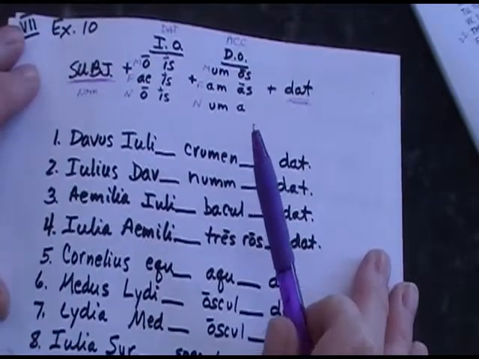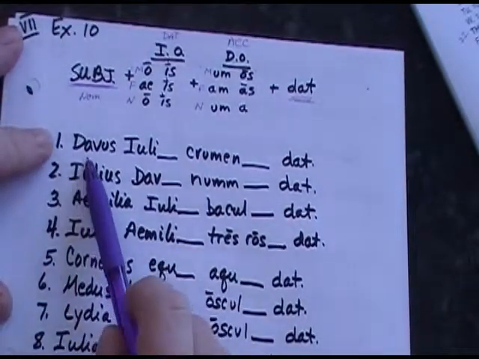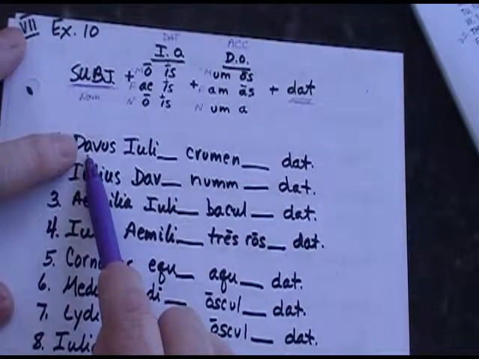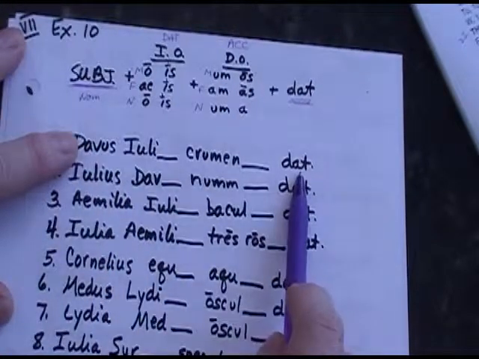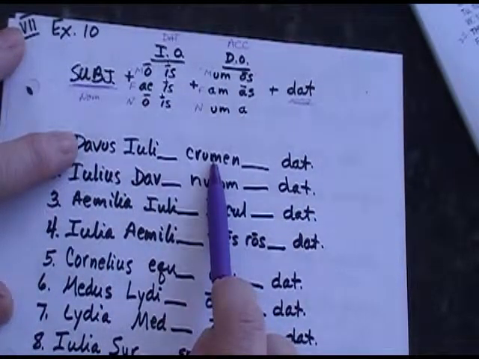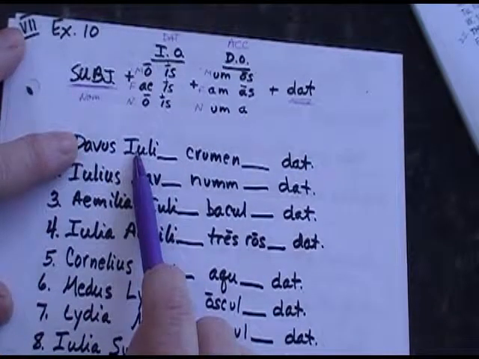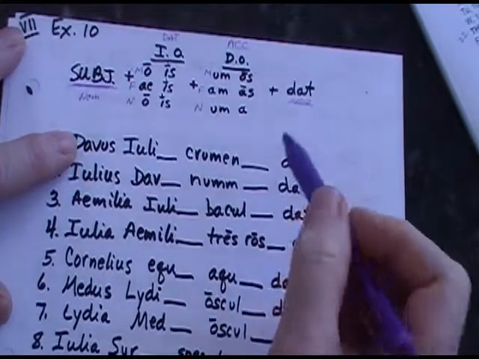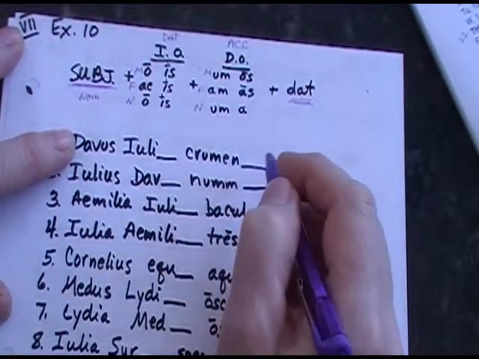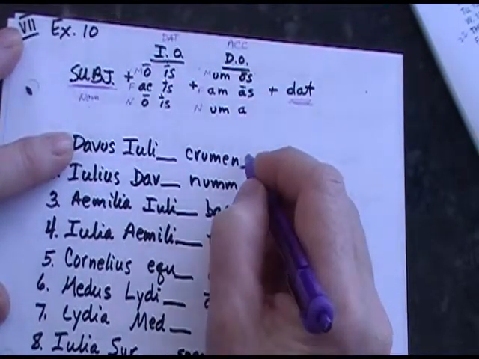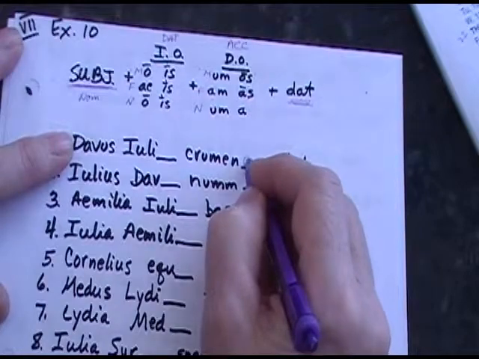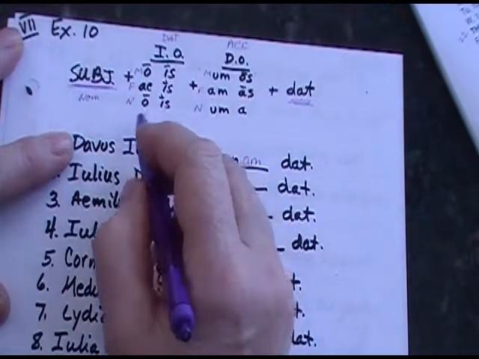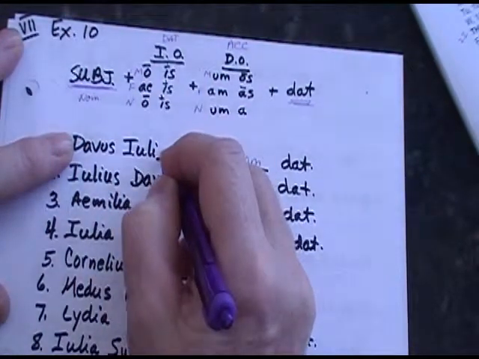So let's see if we can do these. Number 1, Davus Iūliō crumēnam dat. So Davus is in the nominative, so he's doing the giving. He's giving a money bag to Julius. Okay, and crumēna is feminine, right? Crumēna is how you learned it. So this has to be direct object, feminine, only one: crumēnam. Davus gives a crumēnam to Julius. We need the masculine singular, Iūliō.